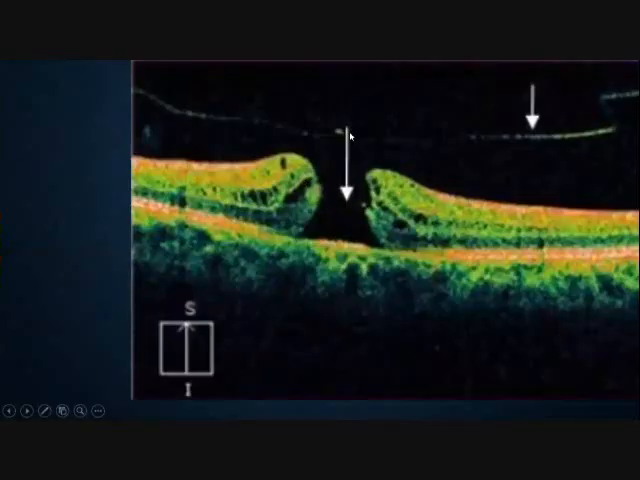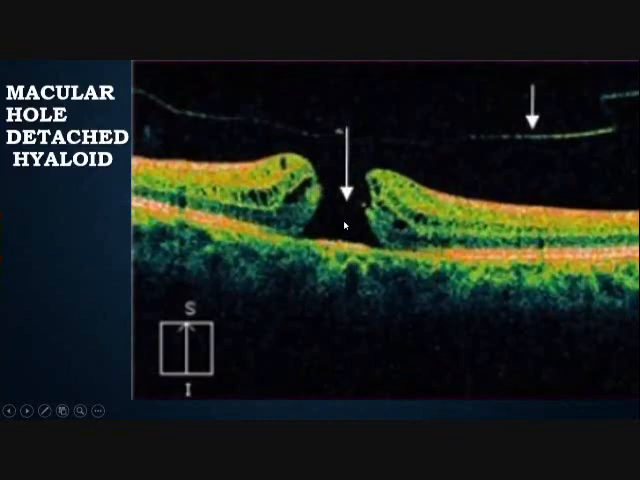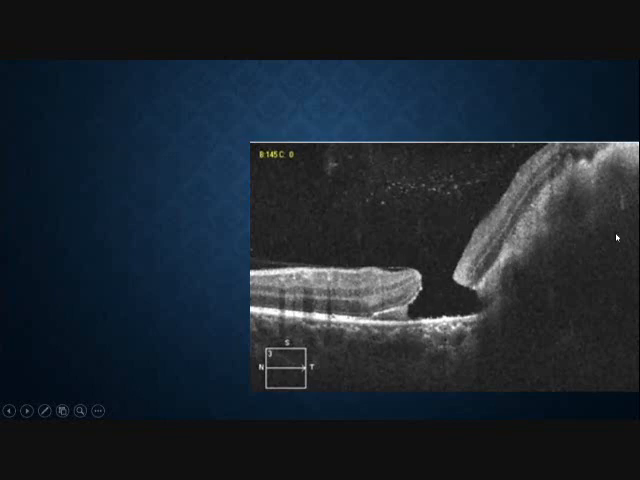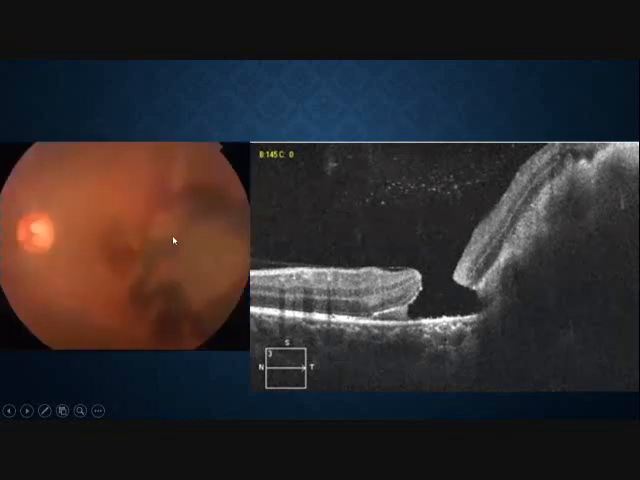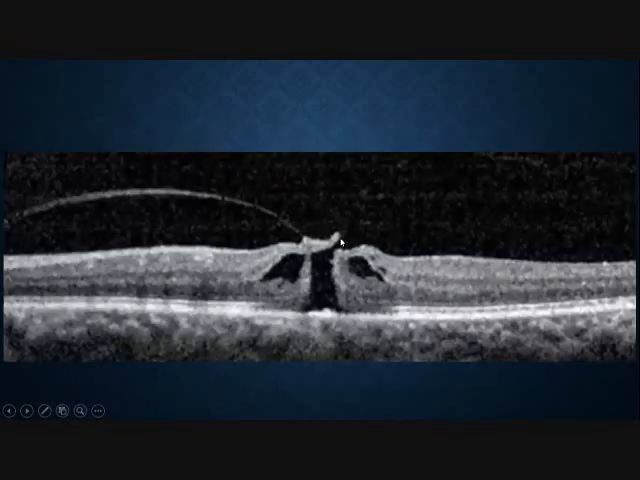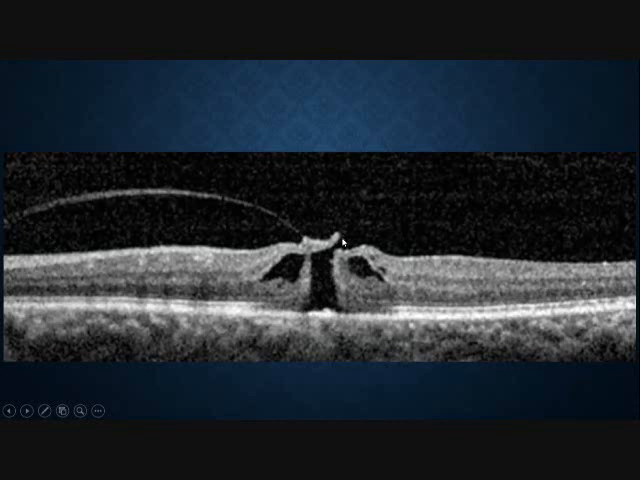Now the vitreous has separated, the operculum has separated, and this is a full thickness macular hole with a detached operculum. And there is a macular hemorrhage also. So along with the macular hole, there is macular hemorrhage. And this is the clinical picture, macular hole, subretinal hemorrhage. So now this is a full thickness macular hole. As you can see, all the layers are interrupted.